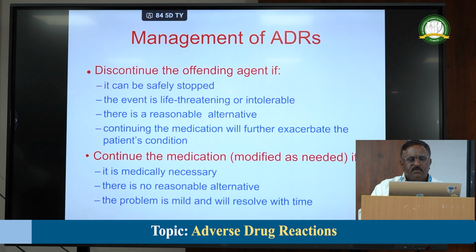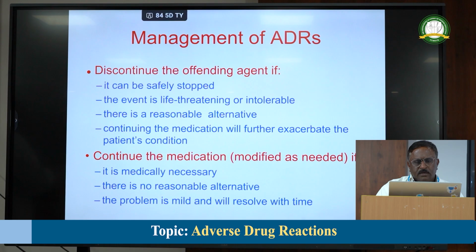So what is the management of these adverse drug reactions? What is the main thing you have to do whenever you come across an adverse drug reaction? Based on the severity, you should plan the treatment plan. The main thing is to discontinue the offending agent first. It can be easily stopped.